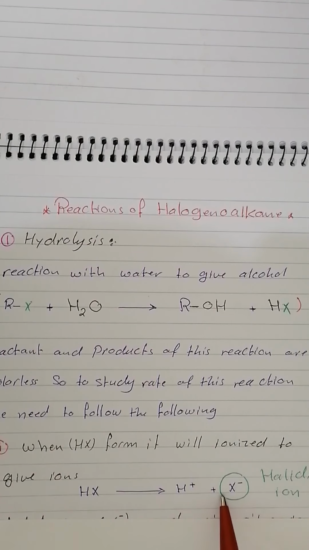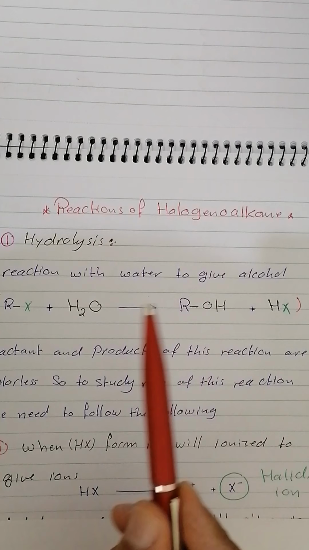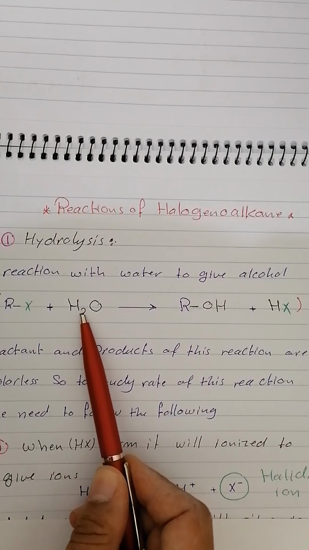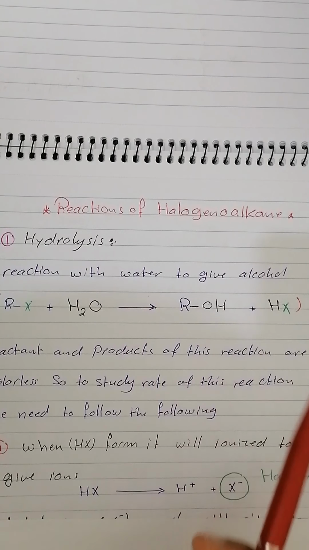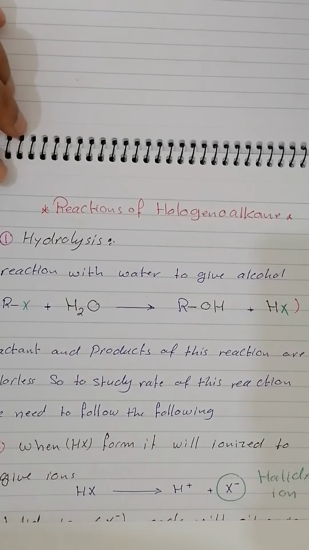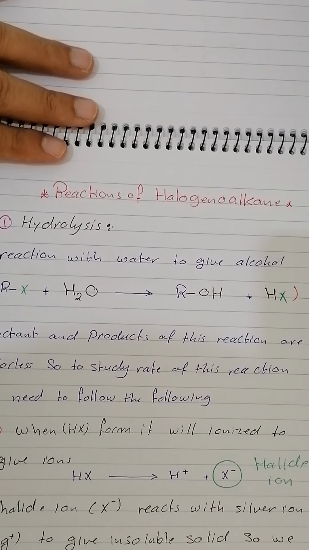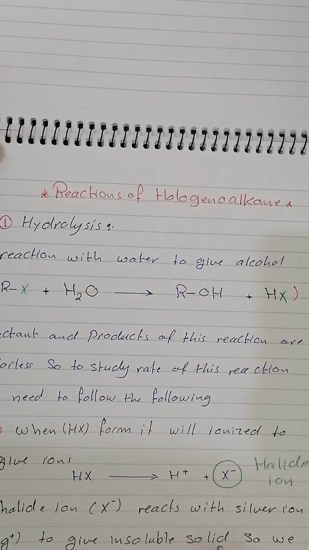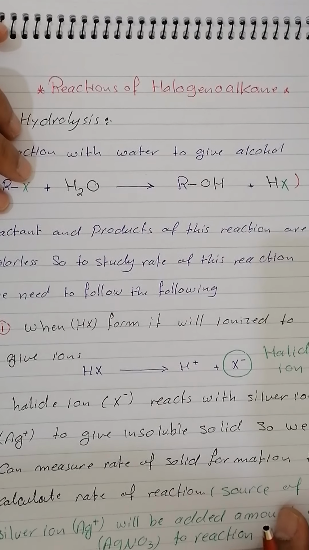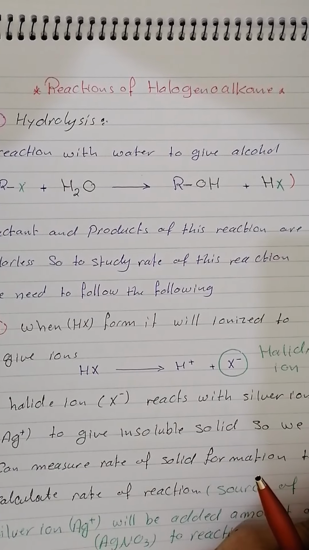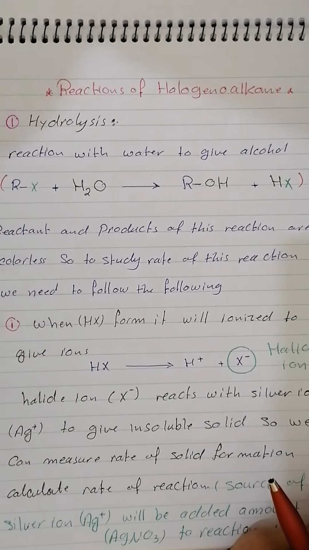So in the reaction mixture, we will have alcohol, unreacted water for example, and hydrogen halide, which can be hydrogen chloride, hydrogen bromide, or hydrogen iodide, which is soluble and dissociates to give halide ion. What will happen now? Halide ion reacts with silver ion, as we know, to give an insoluble solid. So we will depend on this point to find the rate of reaction.